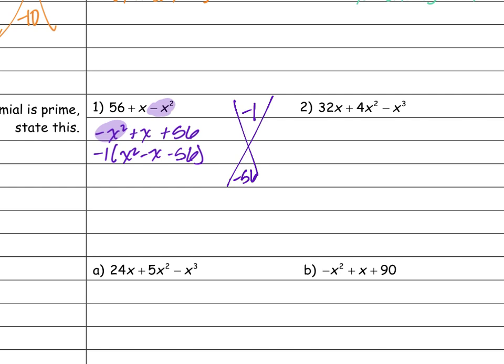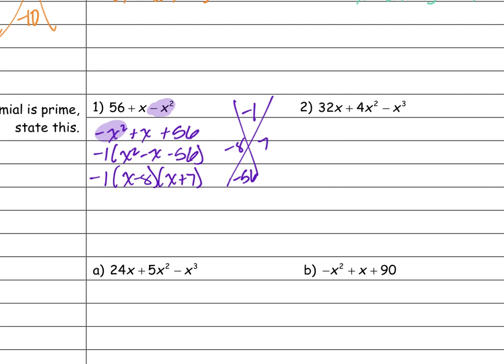And I think that it's negative 8 and 7. I think 8 times 7 is 56. Yeah, it is. Okay, so that would be negative 1 times x minus 8 times x plus 7. Done.